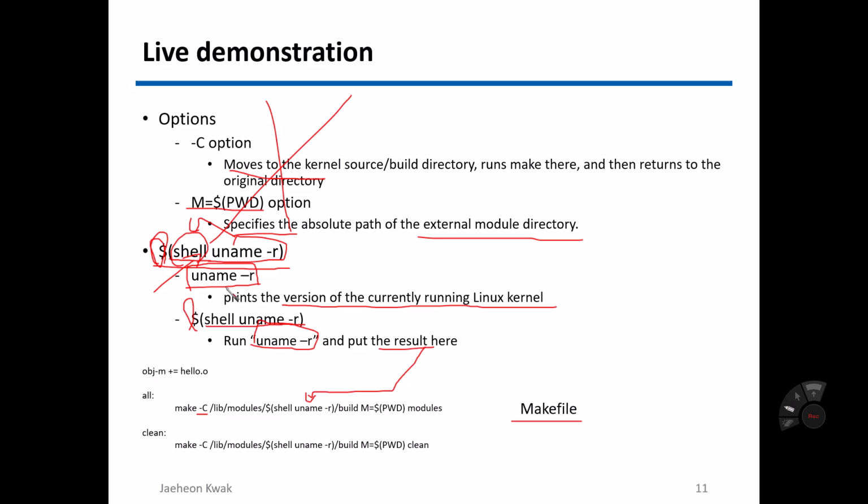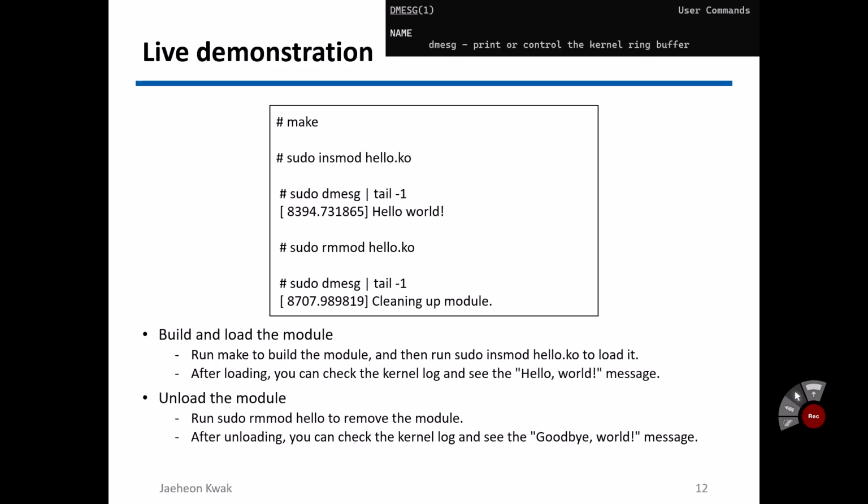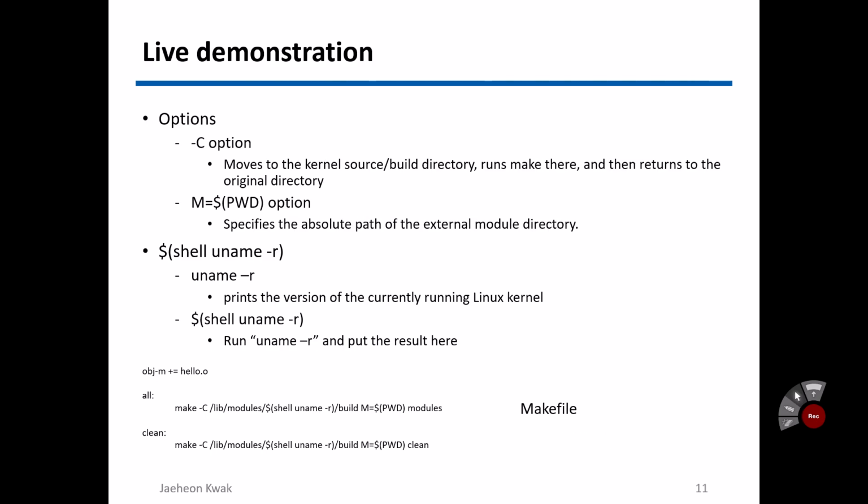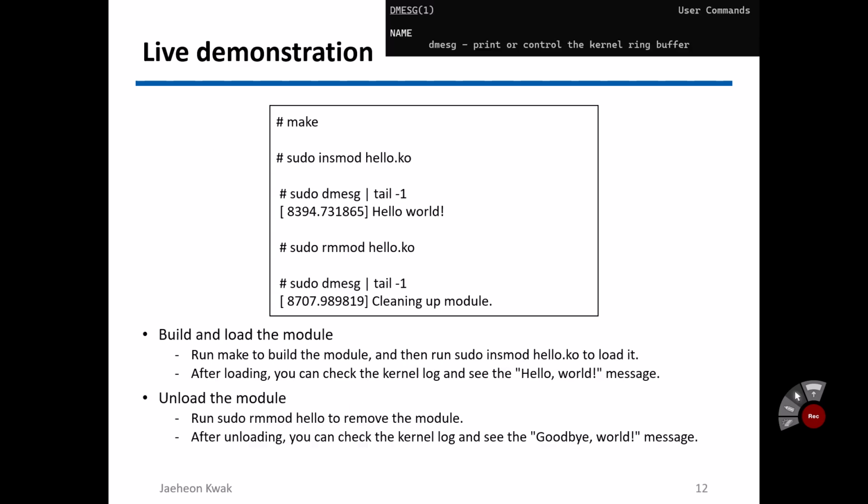So this will print out some version of the Linux kernel, right? Let's say the version name is ABC. Then finally, this line will be treated like this: lib modules ABC build and so on. Yeah, that's how this dollar symbol works. Okay, then I think I explained all the details of the Makefile and hello.c. Then let's take a look at the live demonstration.